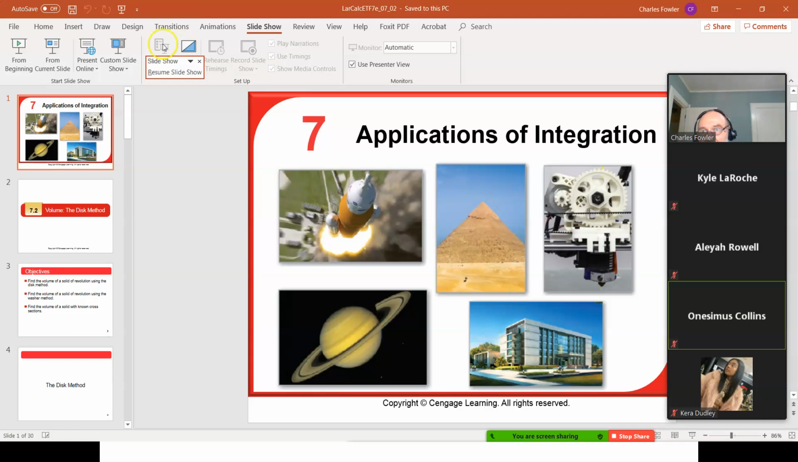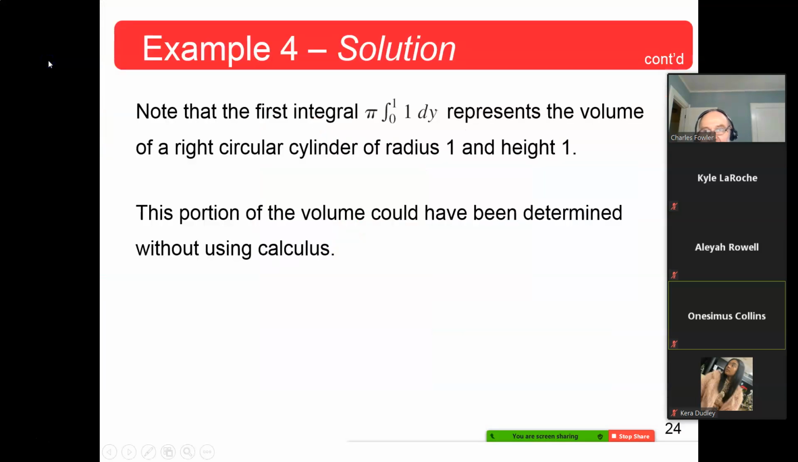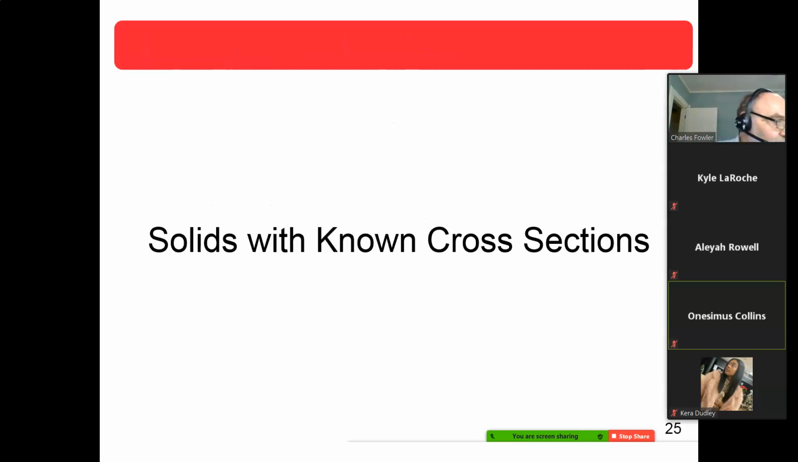Okay, and we'll go back to current slide, which we finished example 4. We just finished example 5. So now we're moving to the bottom half of page 459, solids with known cross sections.